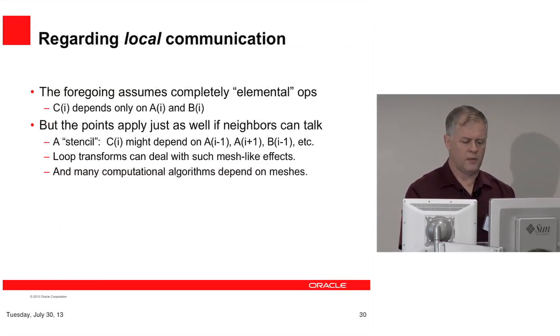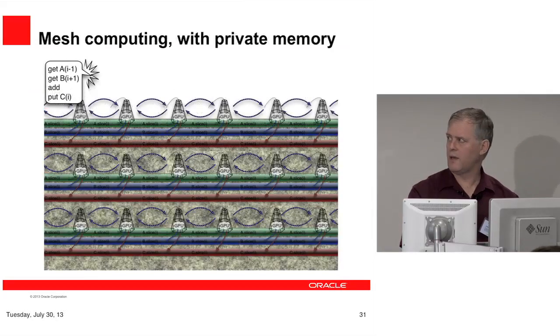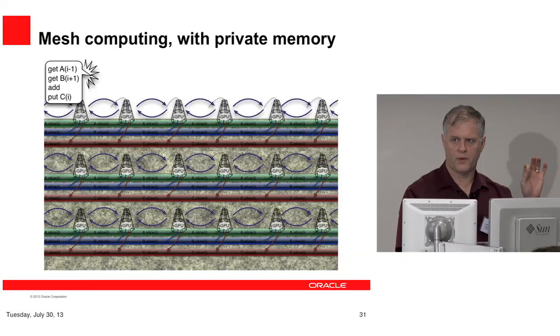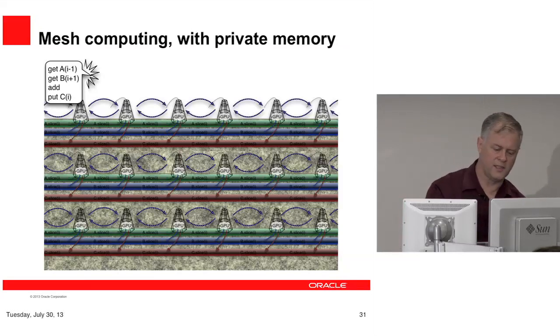I'm assuming elemental ops. None of what I've said previously matters if you extend it slightly to include stencils, nearest neighbor communication. So adding the little purple arrows is fine. It doesn't kill you with overextensive communication.